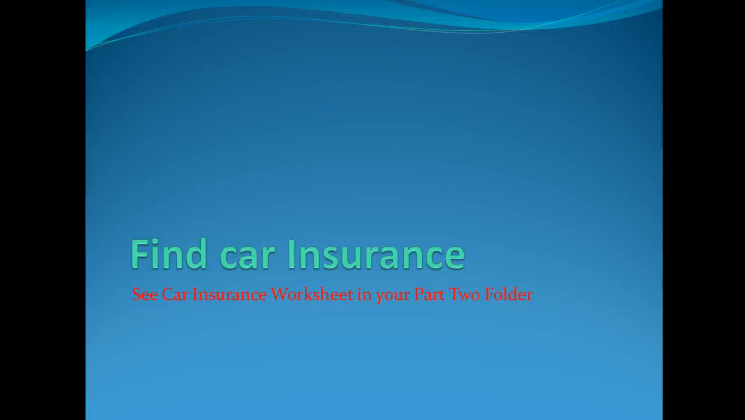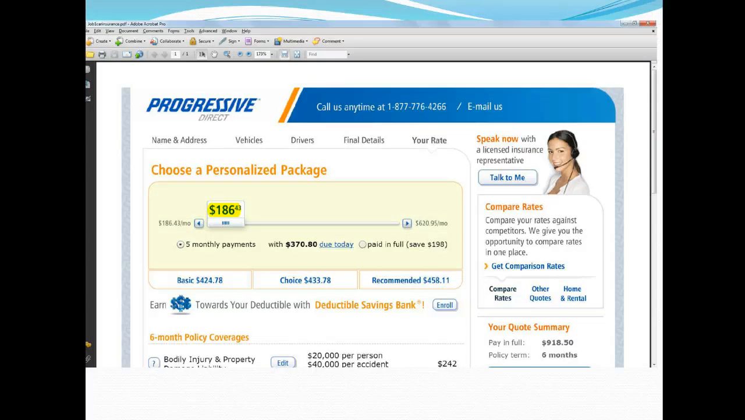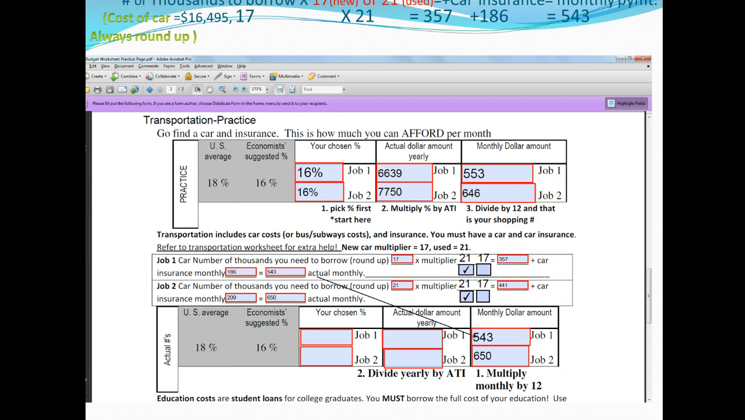Okay, so once you've done that, you need to find car insurance. There is a car insurance worksheet in your Part 2 folder that will help you with that. Once you have found it, you're going to print, and you should have this, and you want to highlight that payment, and so I have 186.